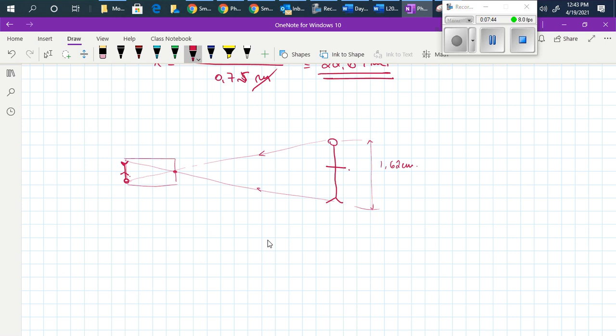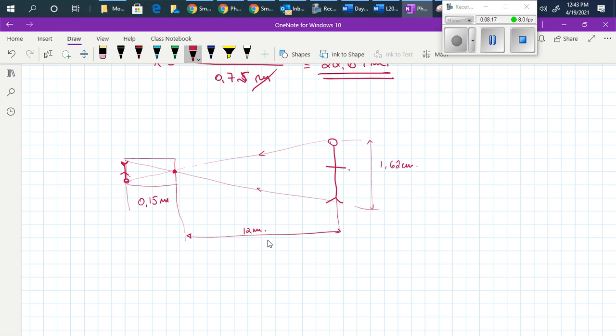And now let's figure out the height of the image created, knowing that here we have, let's say, 15 meters, and here the distance from the hole of the pinhole camera to the person is 12 meters.